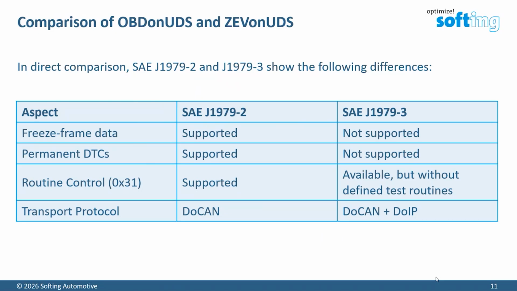And what about the transport protocol? For OBD on UDS, so -2, we have diagnostics over CAN, so CAN communication. Regarding CEV on UDS -3, we can use both diagnostics over CAN or diagnostics over Internet protocol, which means we can benefit from higher data rates when it comes to Ethernet communication.